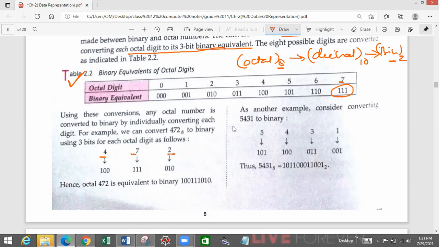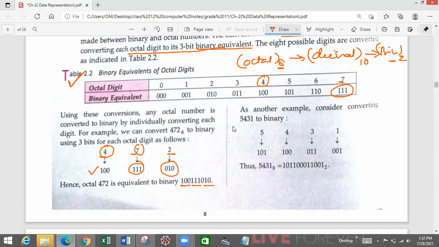So I will directly write the binary equivalent of 4. 4 is 100, so I wrote it here. Now we have 7. 7 is 111, and we directly write it down here. And 2 is 010, so I wrote it down here. Now I will combine them all together, and it is 100, 111, and 010.